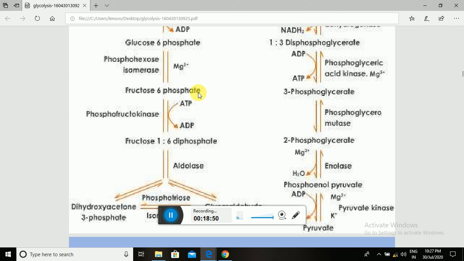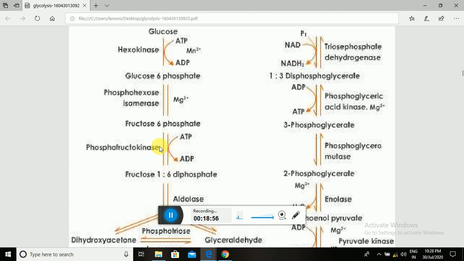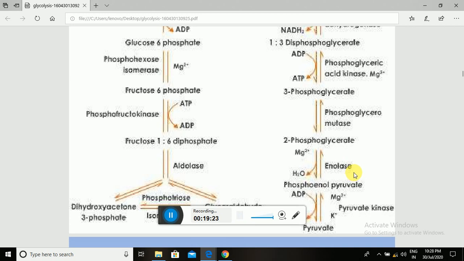But initially in this reaction, the cell invests 2 ATPs. First, glucose is converted into glucose 6-phosphate, and at that time 1 ATP is invested. The second ATP is invested when fructose 6-phosphate is converted into fructose 1,6-bisphosphate. So initially 2 ATPs are invested, and the gain is 4 ATP and 2 NADH2. So the net gain is 2 NADH and 2 ATP.